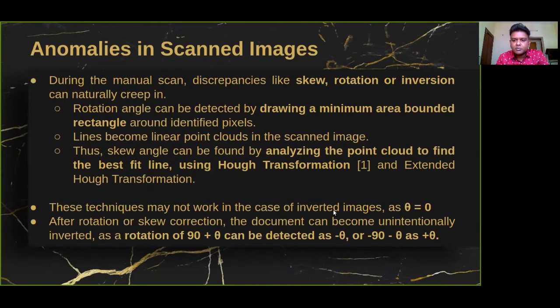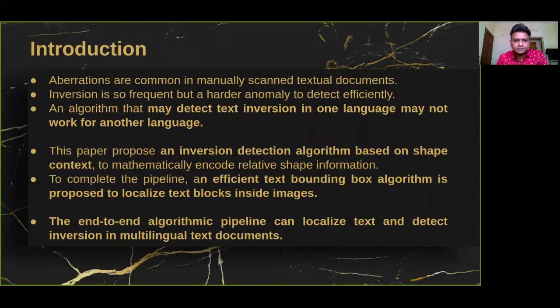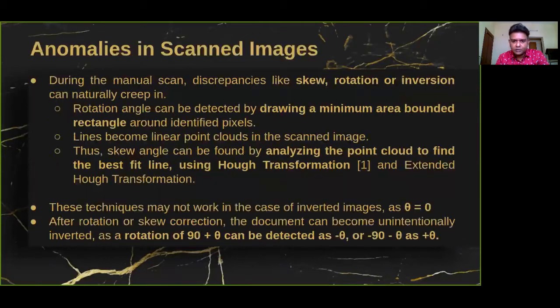Also, if there's a rotation of more than 90 degrees, either clockwise or anti-clockwise, then there can be unintentional inversion also after doing the rotational skew correction. Moreover, an algorithm which can detect text inversion in one language may not work for another language. This paper proposes an inversion detection algorithm based on a mathematical descriptor called shape context, which mathematically encodes the shape information. To complete the pipeline, we propose another bounding box algorithm to localize the text, which will feed the image patch to the inversion detection algorithm. So this is an end-to-end pipeline that can work irrespective of language.